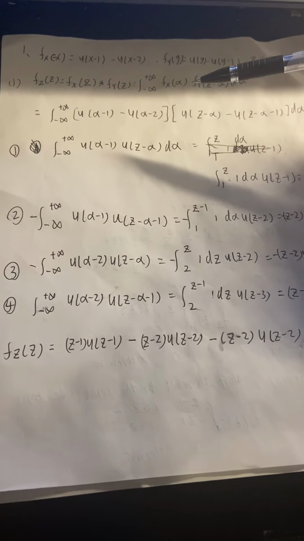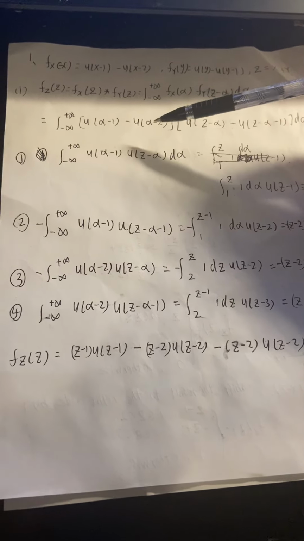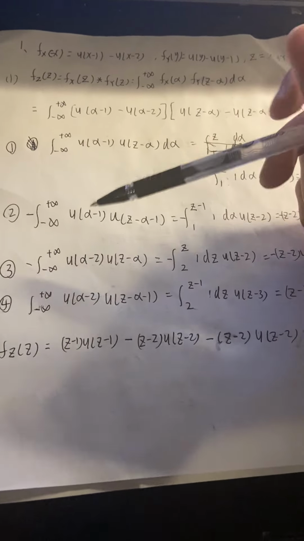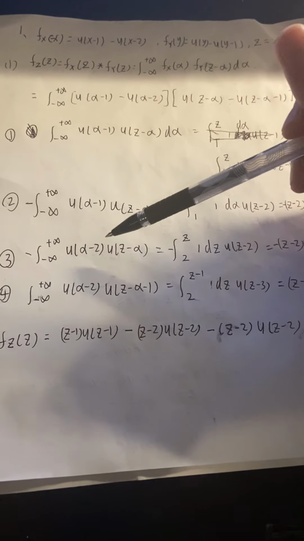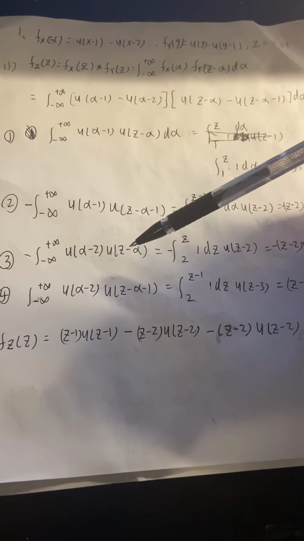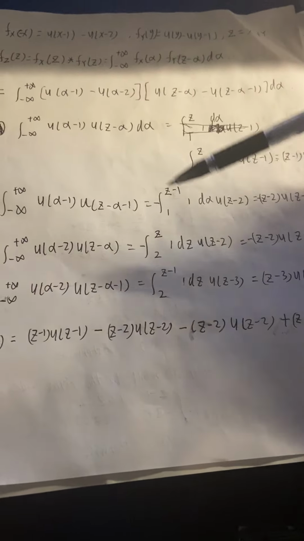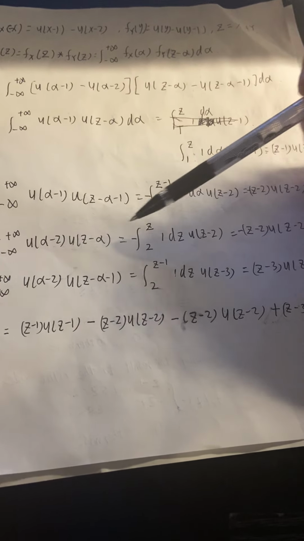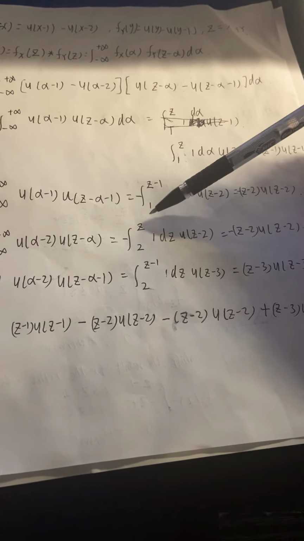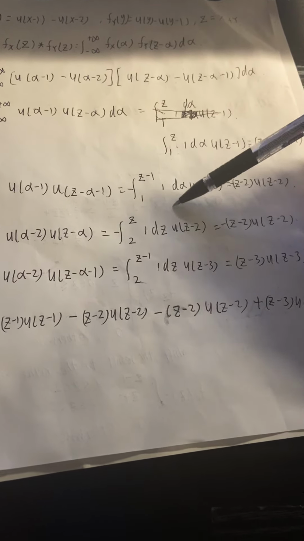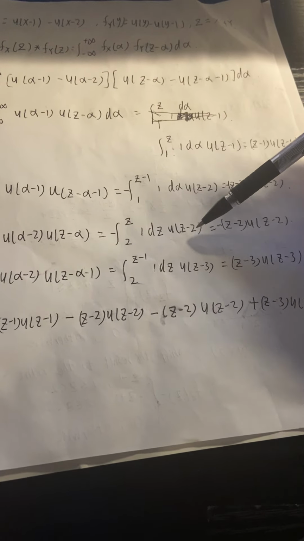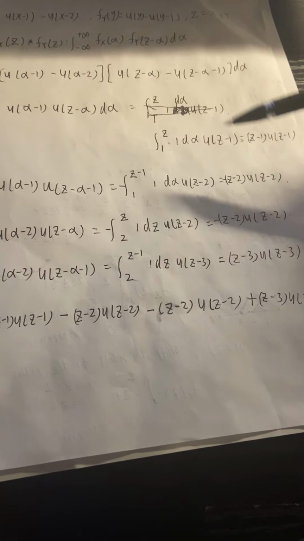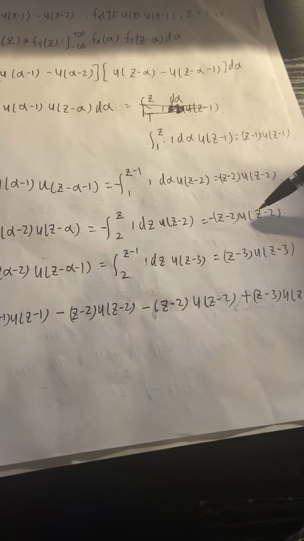For the third part, this one times this one will be u(alpha-2) times u(z-alpha). The lower bound is 2 and the upper bound is z, and upper bound minus lower bound is z-2, so it will be minus (z-2) times u(z-2).